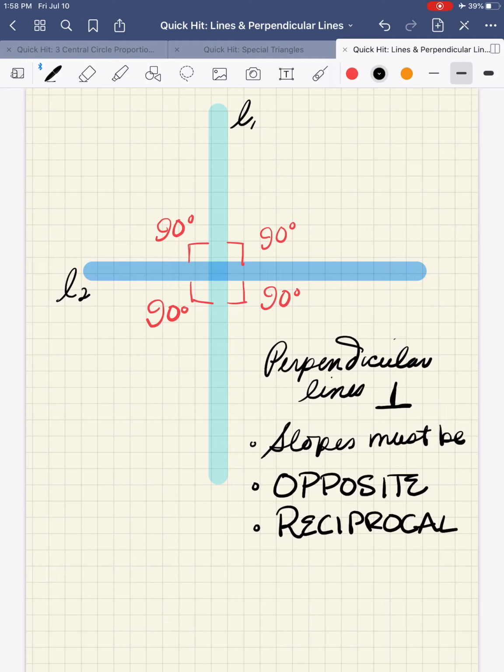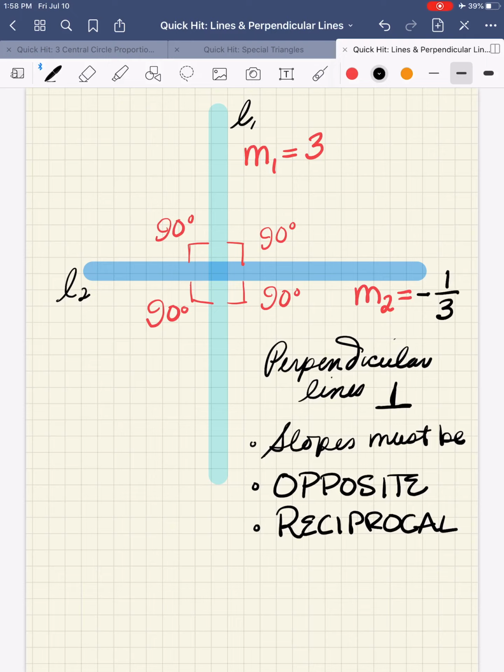Let's illustrate that with an example. So let's say, I'm going to just take a stab in the dark. I'll say that L1 has a slope, M denotes slope, of 3. Well, then the slope of line 2, which I'll call M2, is going to have to be opposite, so that'd be negative, and the reciprocal, which would be 1/3.